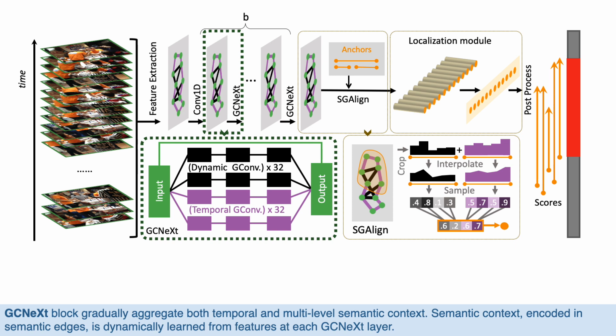This is a GCNeXt block. It gradually aggregates both temporal and multi-level semantic context. Semantic context, encoded in semantic edges, is dynamically learned from features at each GCNeXt layer.